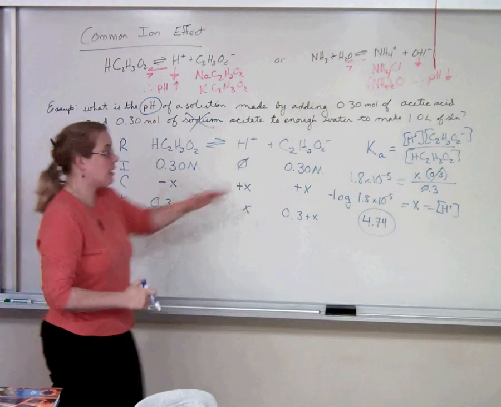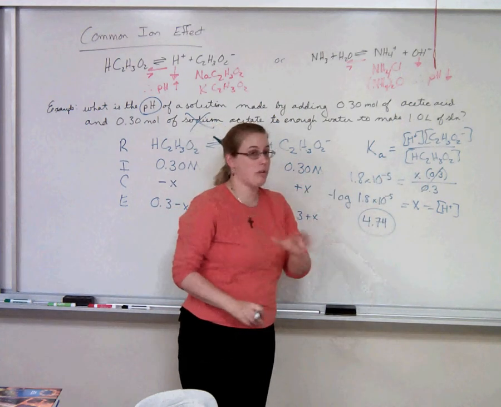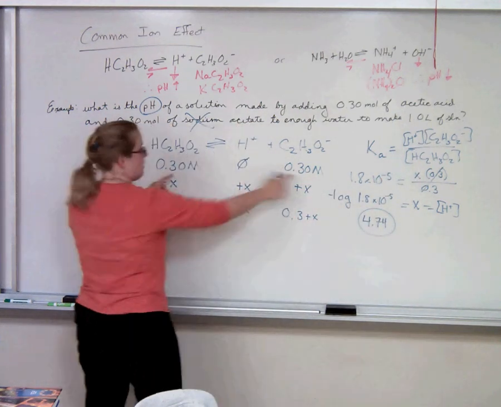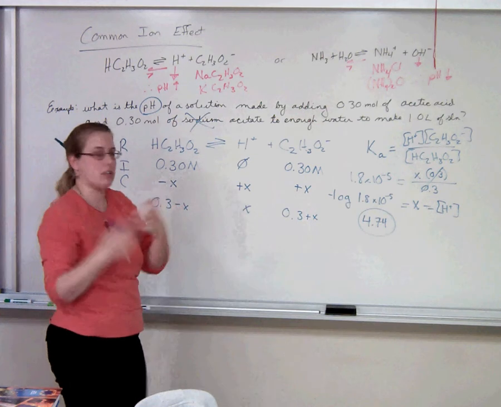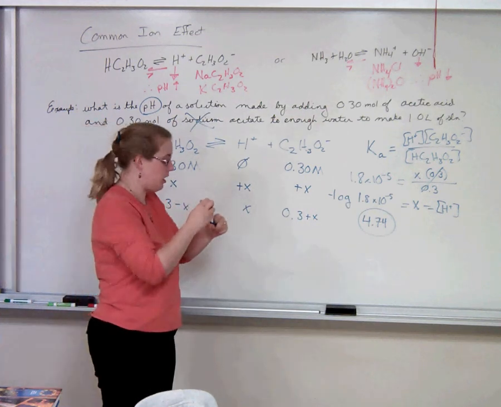Now, in this case, the 0.3 is canceled out. It won't always be that easy. If you have different numbers here, you're not going to cancel out, and you'll actually have to do the math. But let's try another problem.